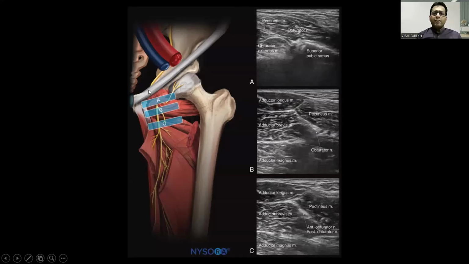So as I mentioned, after coming out of the obturator foramen, it divides into the anterior and the posterior branch. Depending upon the probe position at which we are scanning the obturator nerve, the visualization will be different. So at this level, it is just coming out of the obturator foramen, just beneath the pectineus. Now this is the obturator nerve. It is branching into the anterior and the posterior branches.